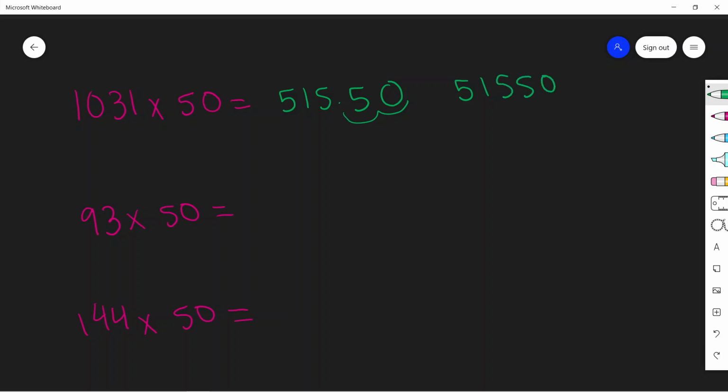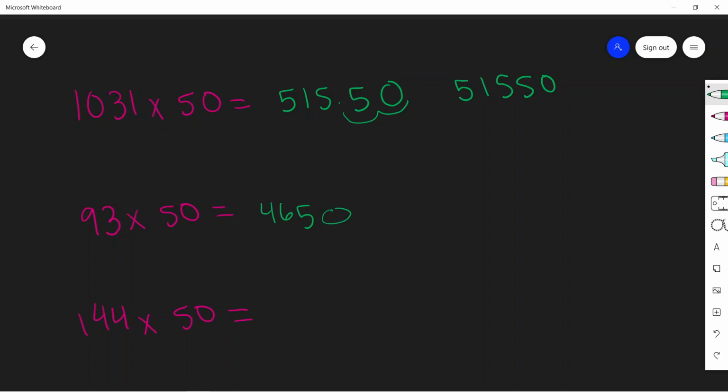Let's do this one mentally. So 93 times 50. You divide 93 by 2, which gives you 46.5. You write 46, but this time let's not write the decimal point. So doing this mentally, you move the imaginary decimal point twice to the right. So 1, 2, and you would get 4,650 as your final answer.